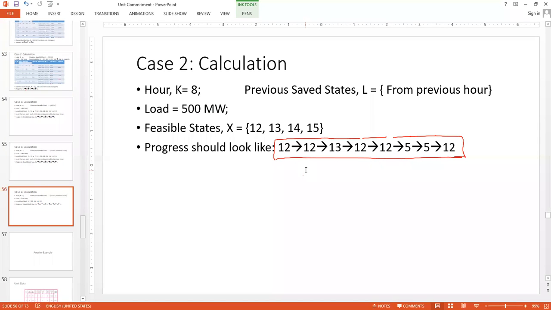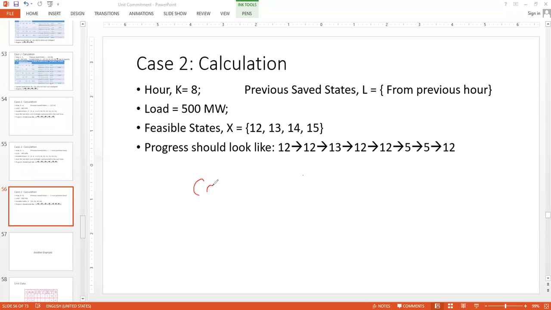So based on the scheme that we are considering, the progress of the solution will become different, and the amount of calculation will also differ. Okay. So now that's the end for case number 2.